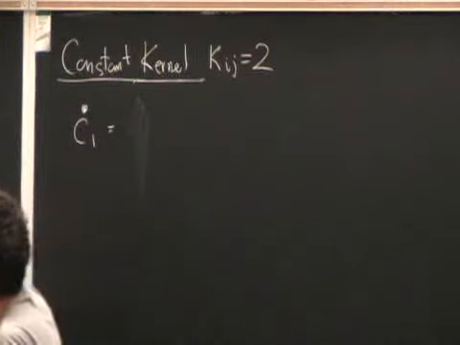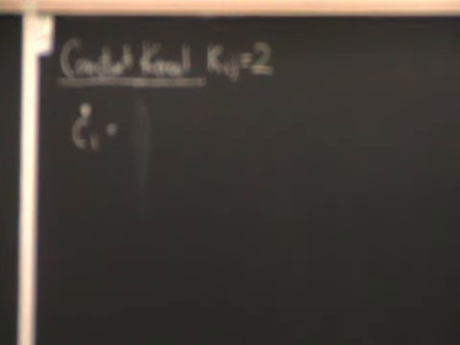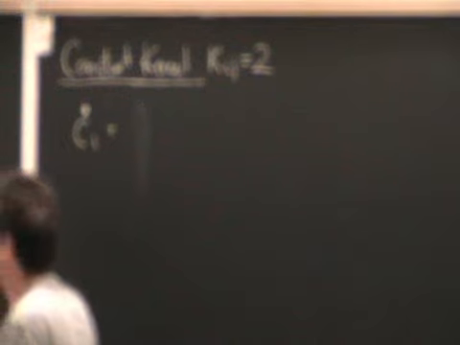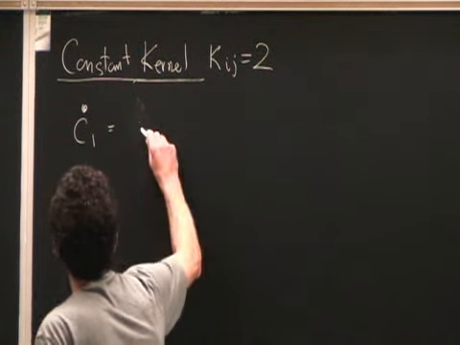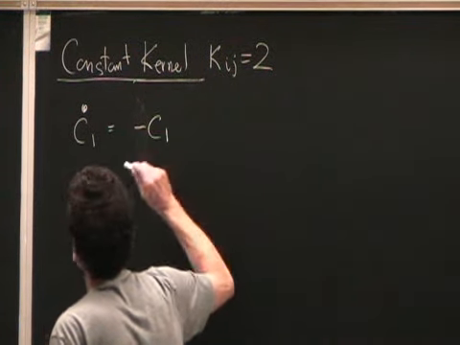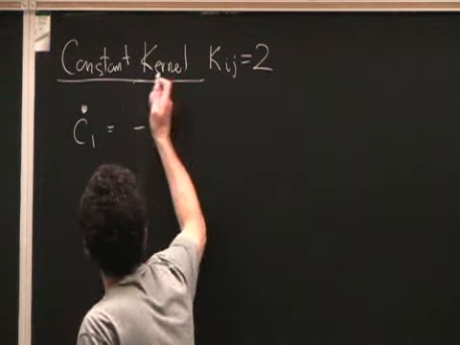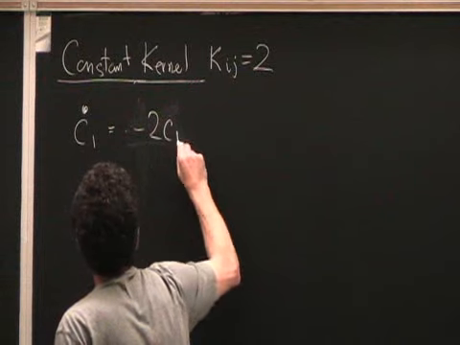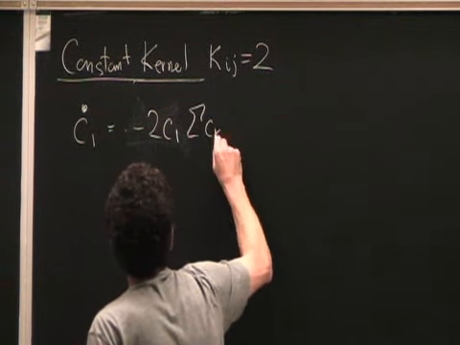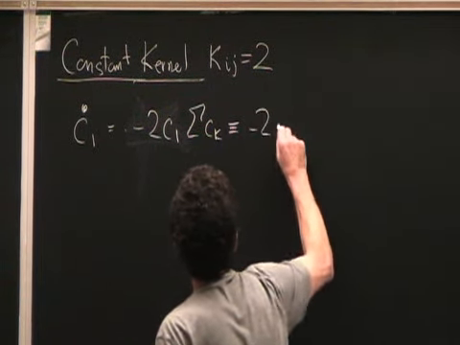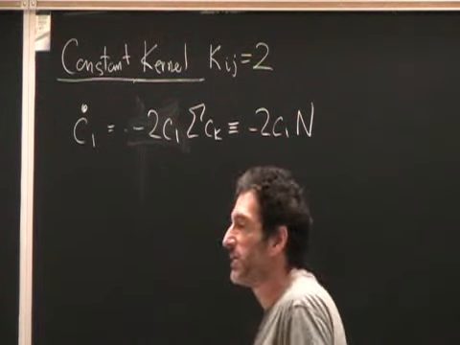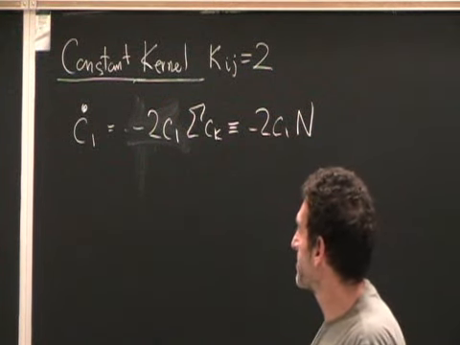There's no way I can make a 1-mer if my minimal mass is 1, since I can't make 1 from anything, so there's no gain term. The loss term is minus C1 times the sum, so I should put here minus 2 C1 sum Ck. I'll define this sum to be n, giving minus 2 C1 n. So n is the density of clusters of any size.